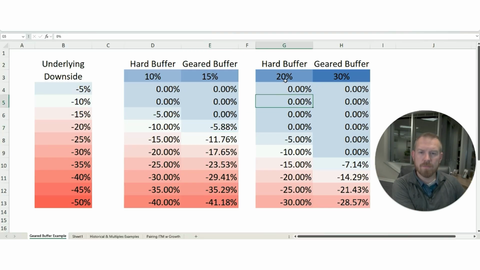Same thing on the hard buffer of 20 versus geared buffer of 30. Again, with the first 30% loss on a geared 30, the client is protected and didn't lose funds, but then it ramps up or gears up the losses beyond that point.